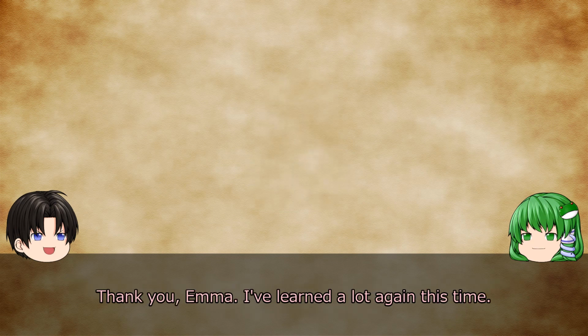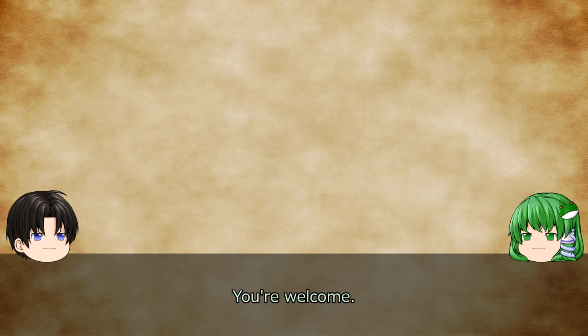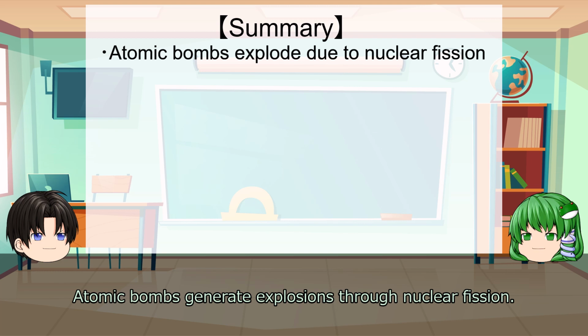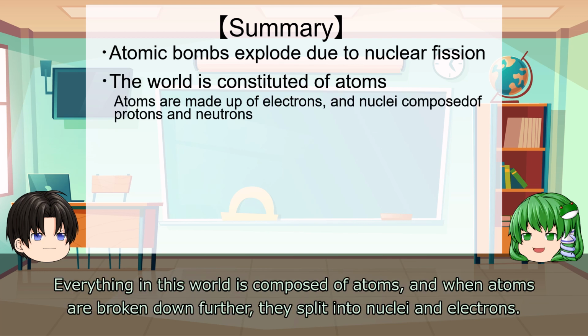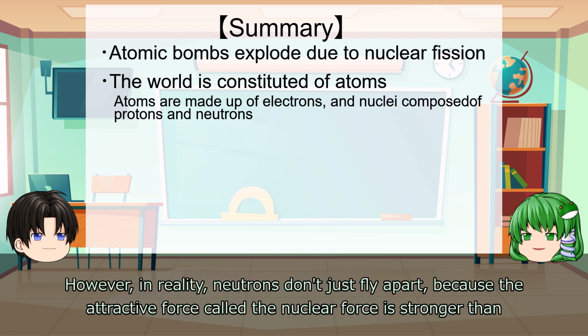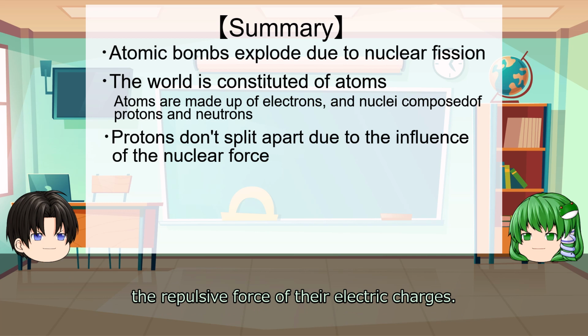Thank you, Emma. I've learned a lot again this time. You're welcome. So, here's the summary for this time. Atomic bombs generate explosions through nuclear fission. Everything in this world is composed of atoms, and when atoms are broken down further, they split into nuclei and electrons. Inside an atomic nucleus, you'll find protons and neutrons, and protons have a positive charge which makes them repel each other. However, in reality, they don't just fly apart because the attractive force called the nuclear force is stronger than the repulsive force of their electric charges.